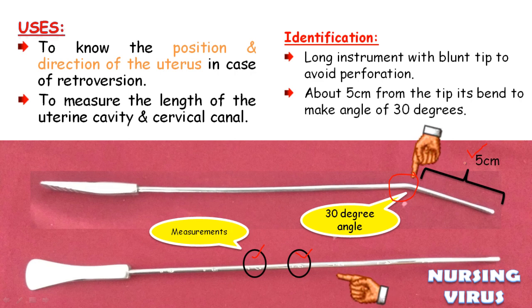So the use of this instrument is to know the position and the direction of the uterus in case of retroversion, and to measure the length of the uterine cavity and cervical canal. So don't get confused between bladder sound and uterine sound.